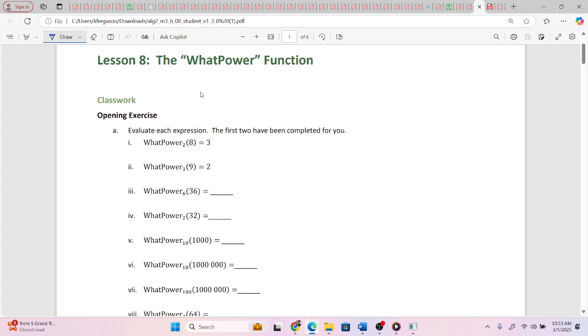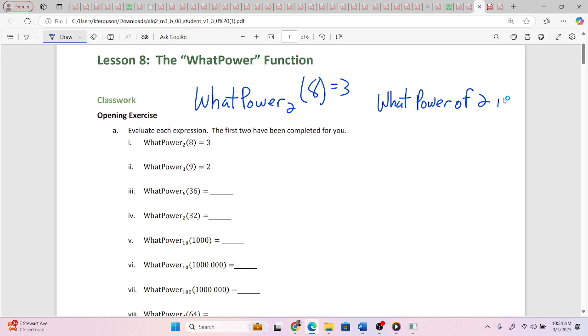So the way I read it is, let's see, I've got what power of 2, 8 equals 3. So the way I read it is, what power of 2 is 8? If I'm thinking about that like an exponent, I don't know what this number is. So what power of 2 equals 8? Can anybody tell me what that is? Spoiler alert, it's already up there. 3.